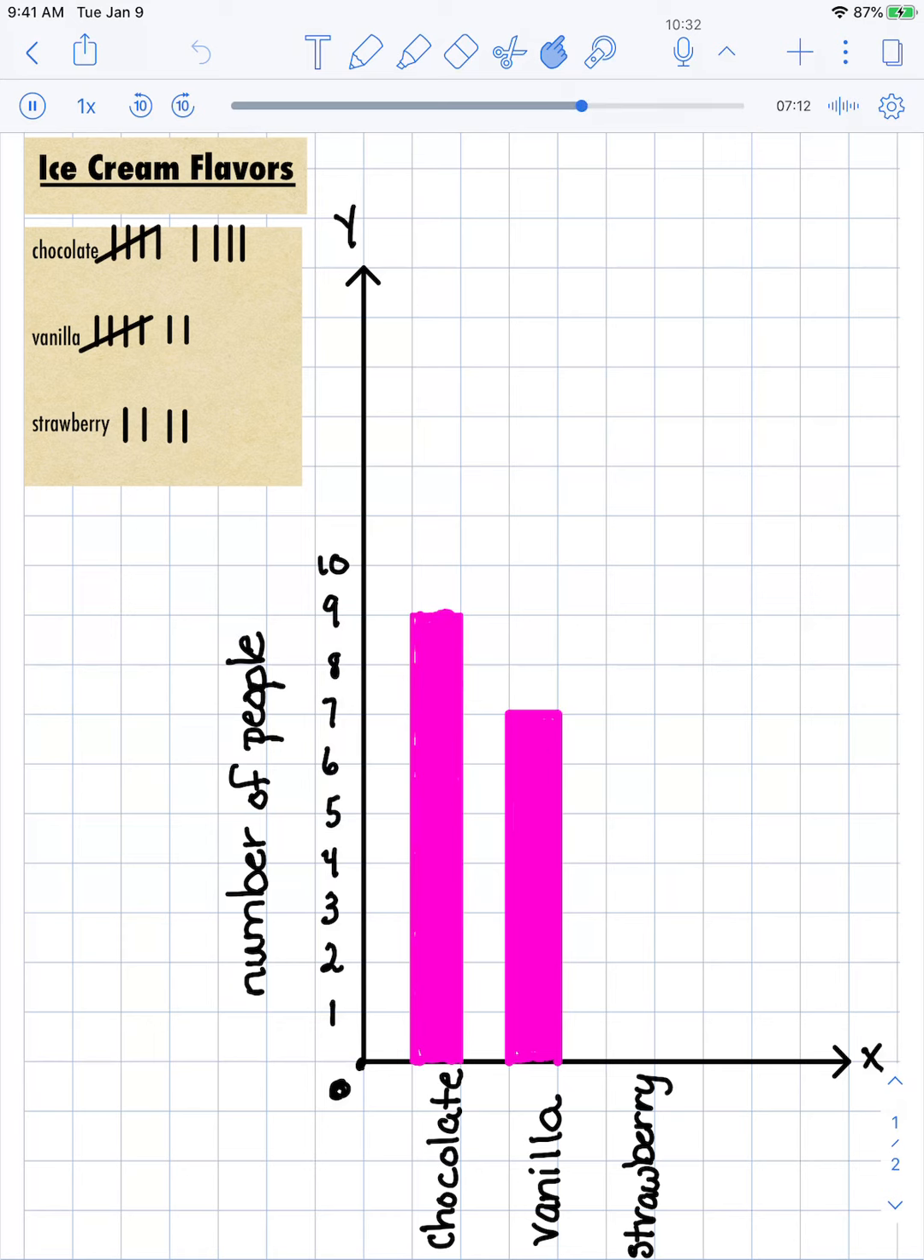You really do need to do this on graph paper though, because you do need these squares to do this, by the way. Next, I'm going to do my strawberry, the people that like strawberry ice cream, and only 4 people liked strawberry ice cream. So again, you start at 0, and I'm going to go up to the number 4 line. Again, and across. And then I'll color it in.